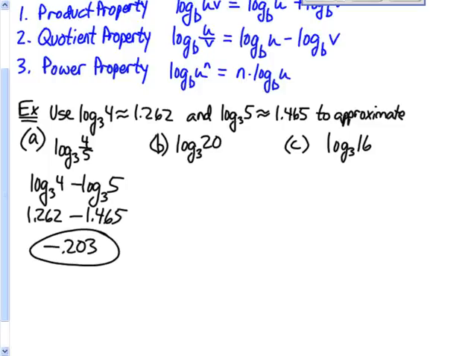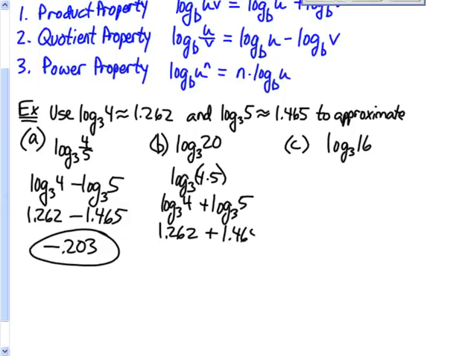Now, log base 3 of 20. I don't know what log base 3 of 20 is, but I do have log base 3 of 4 and log base 3 of 5, so maybe I can write this as a product. I can write 20 as the product of 4 times 5. Now I'm going to use that product property, so I expand this using the property above, substitute log base 3 of 4 is approximately 1.262 and log base 3 of 5 is 1.465, and then add those two together and I get 2.727.